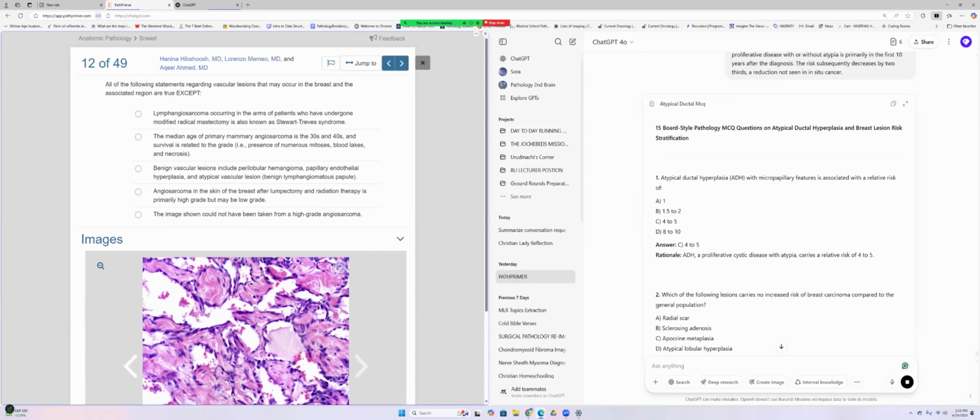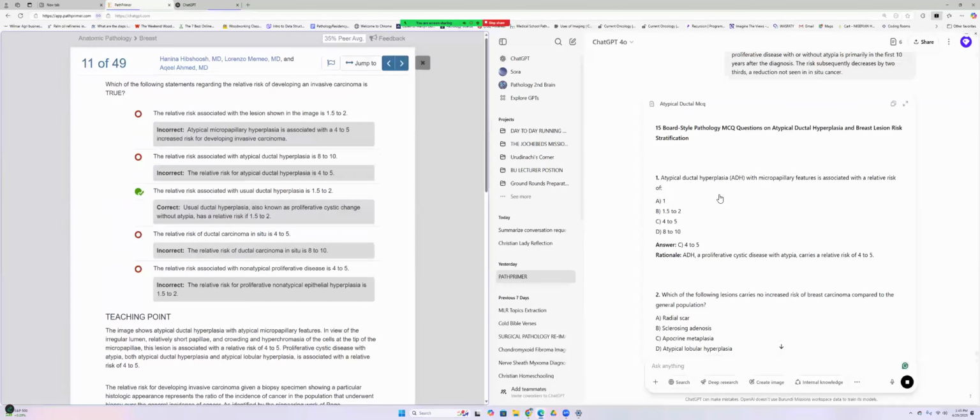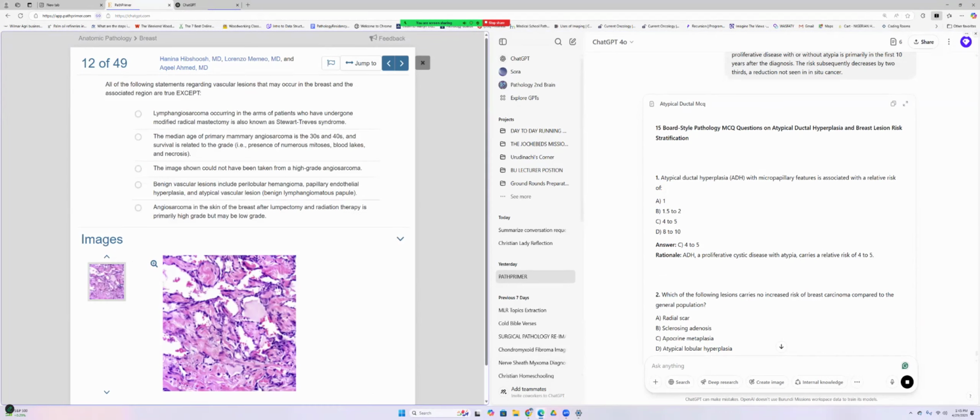So you want us to answer the next question, number 12 now, right? Okay, we'll come back to this question. Now this one is ready. ADH with micropapillary features is associated with a relative risk of what, of developing cancer? Is ADH 4 to 5? Okay, let's move on. Yes, 4 to 5. This one, we are still waiting for it. What do you think is the answer to this one?